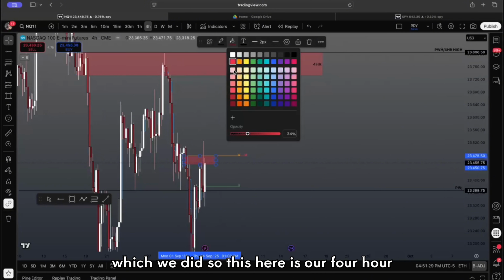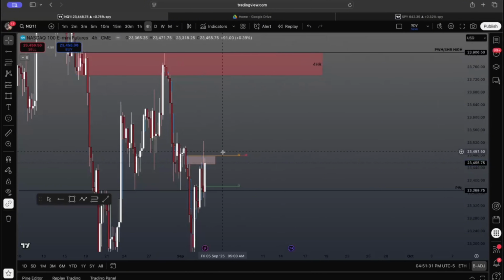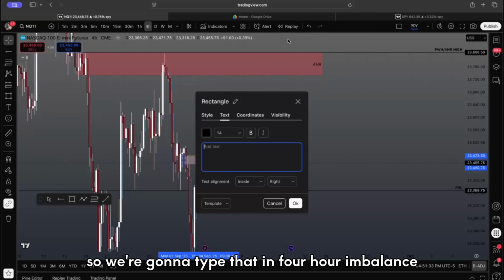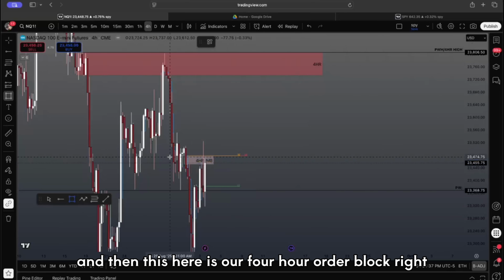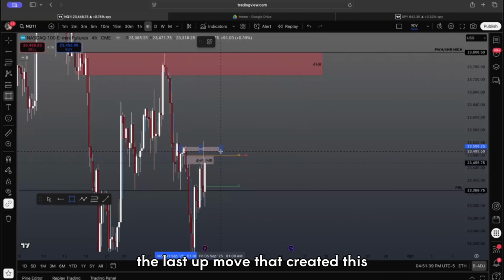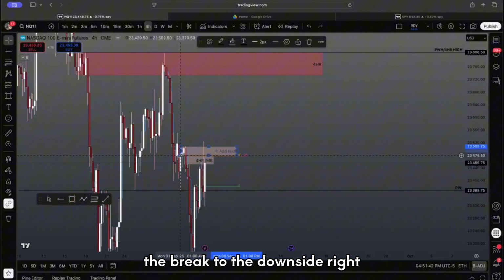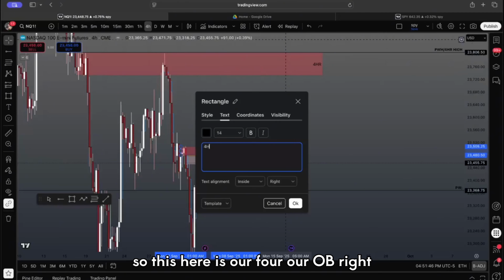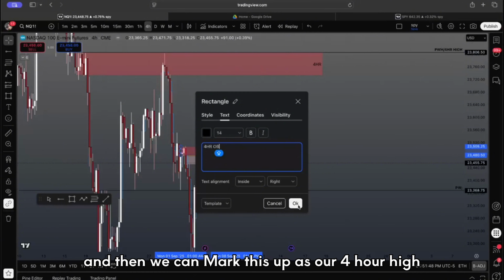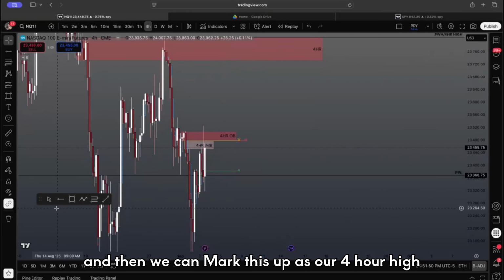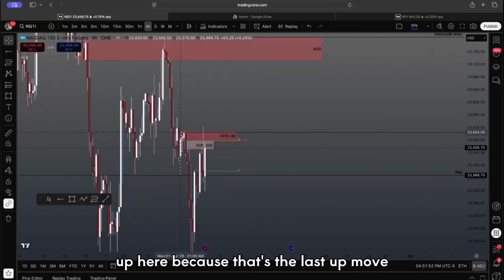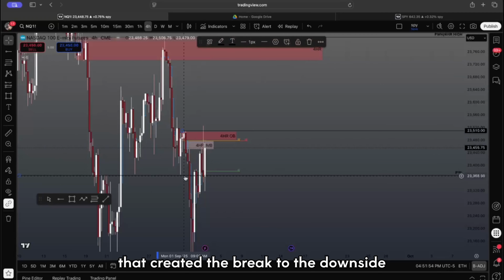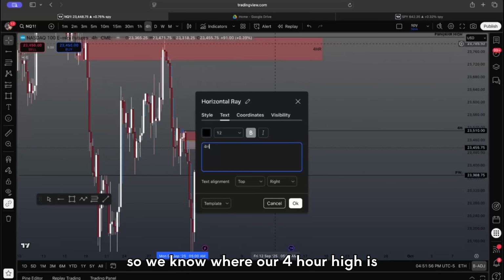So this here is our 4-hour imbalance, right? So we're going to type that in, 4-hour imbalance, and then this here is our 4-hour order block, right? The last up move that created the break to the downside, right? So this here is our 4-hour OB, right? And then we can mark this up as our 4-hour high up here because that's the last up move that created the break to the downside. So we know where our 4-hour high is.